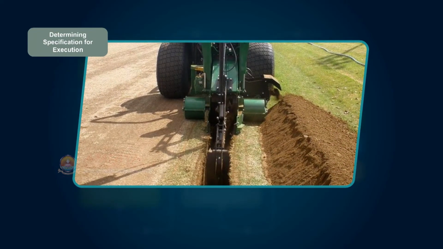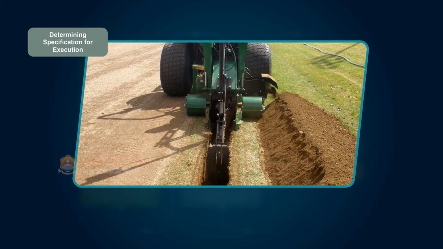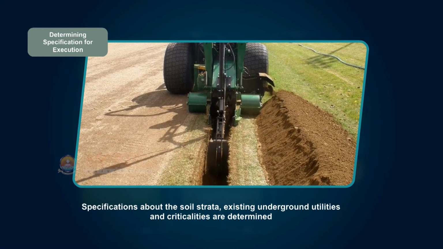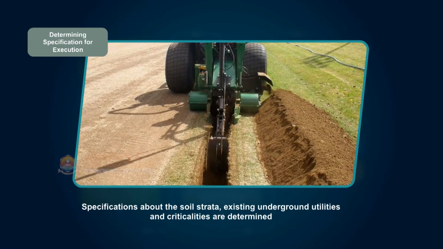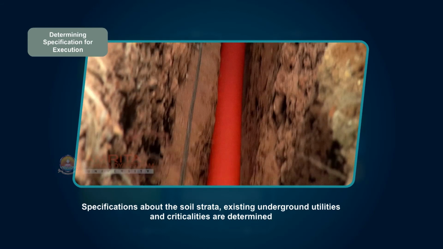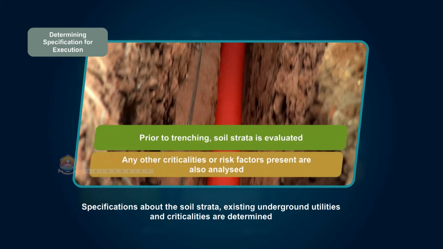Determining specification for execution. After getting the ROW permissions from the respective authorities, some specifications about the soil strata, existing underground utilities, and criticalities are determined. Prior to trenching, soil strata is evaluated. Any other criticalities or risk factors present are also analyzed.